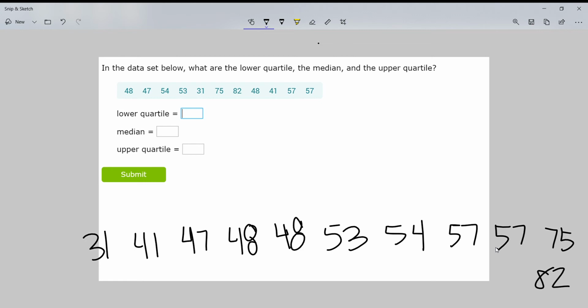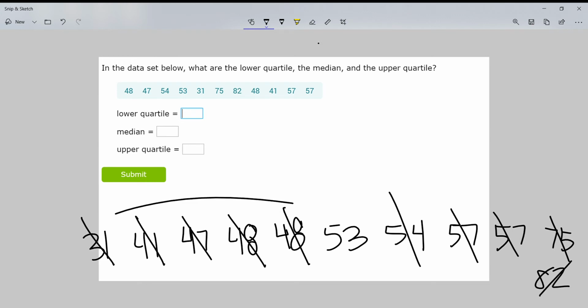So now we're going to eliminate going from each end. So we have 31, 82. Keep crossing off, do the same amount of cross-offs on each side. We have got 5 cross-offs on the left, and we've got 5 cross-offs on the right, which leaves us 53, right? Which means our median for our whole set is going to be 53.